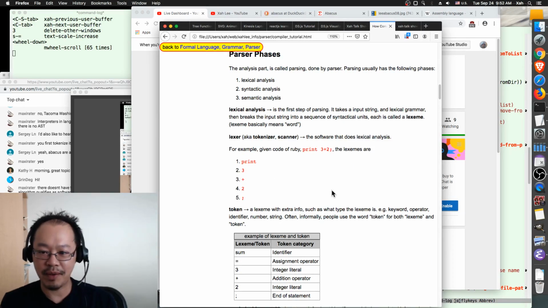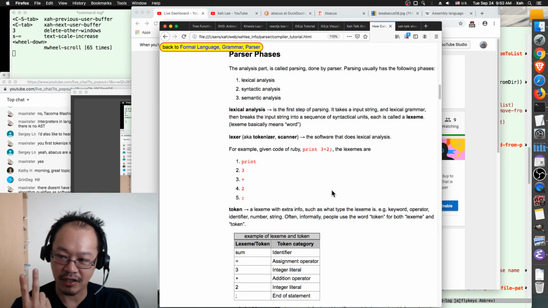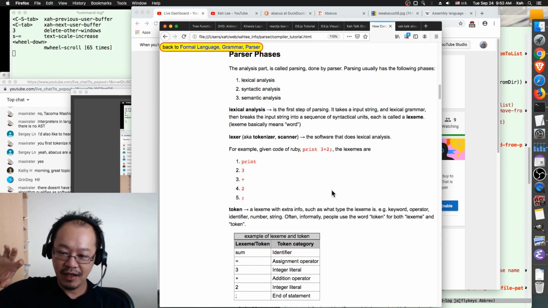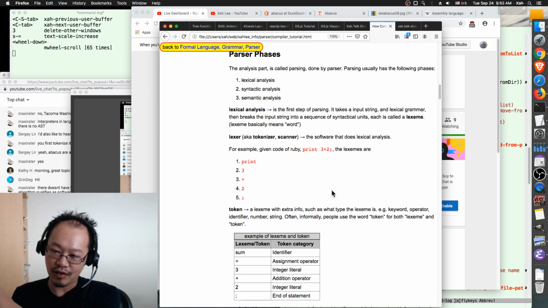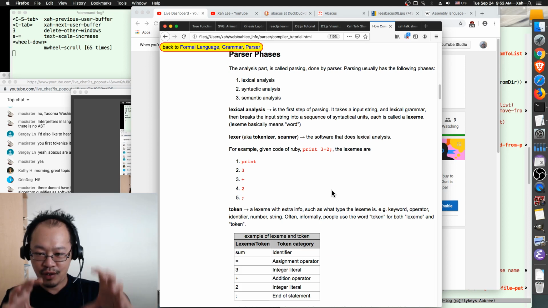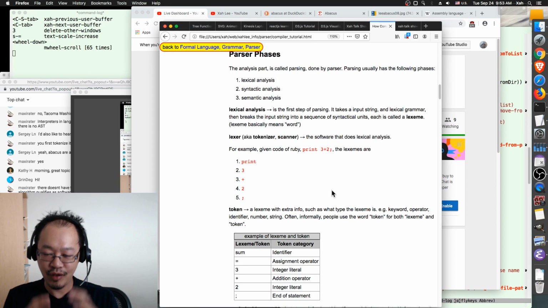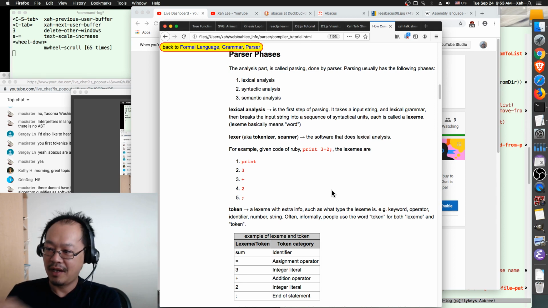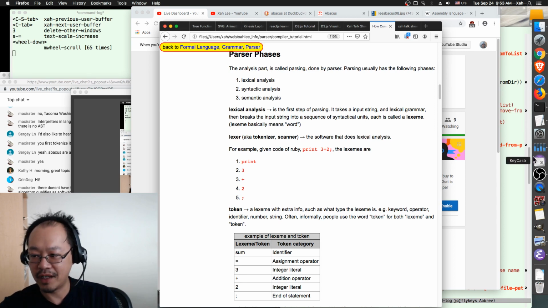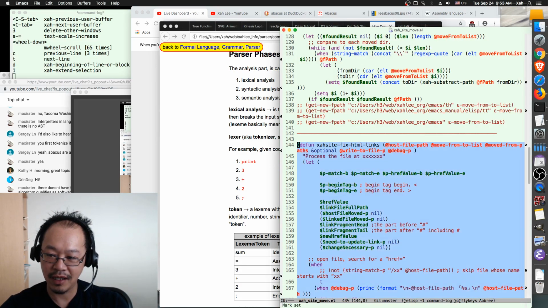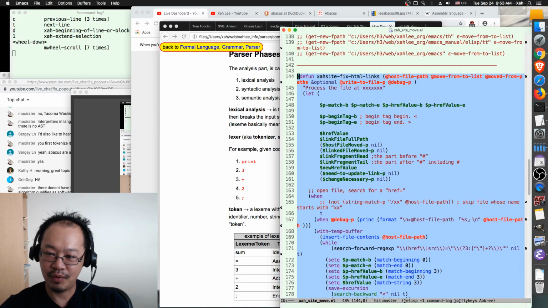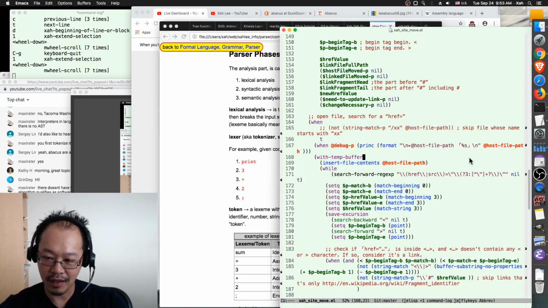So compilers, remember there are two stages of compiling. The first part is usually called parsing. That is, you read the source code and output to a format that you understand. Reading the source code is not easy. For example, here's an Emacs Lisp code. How do you begin to read it? That's the job of the parser.